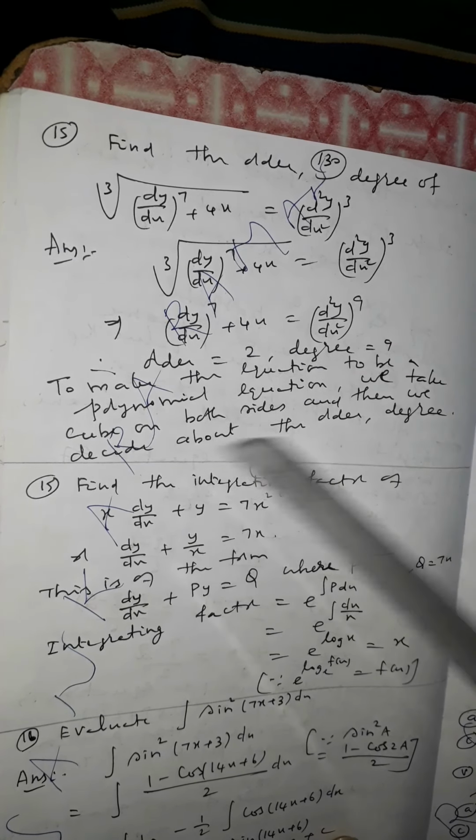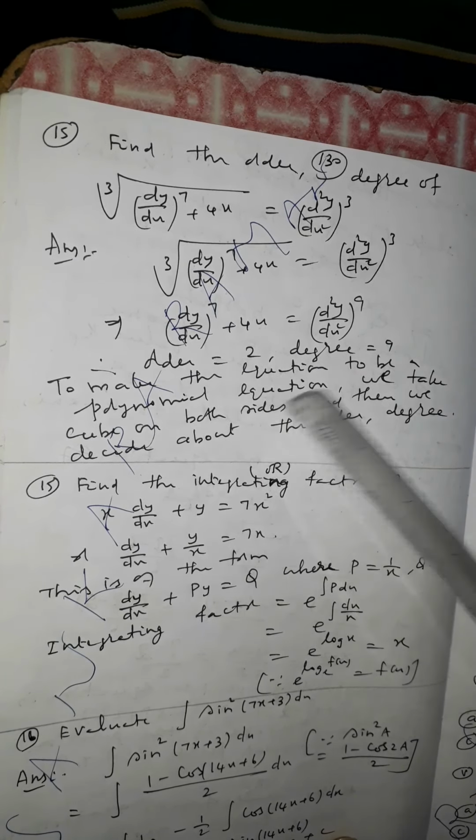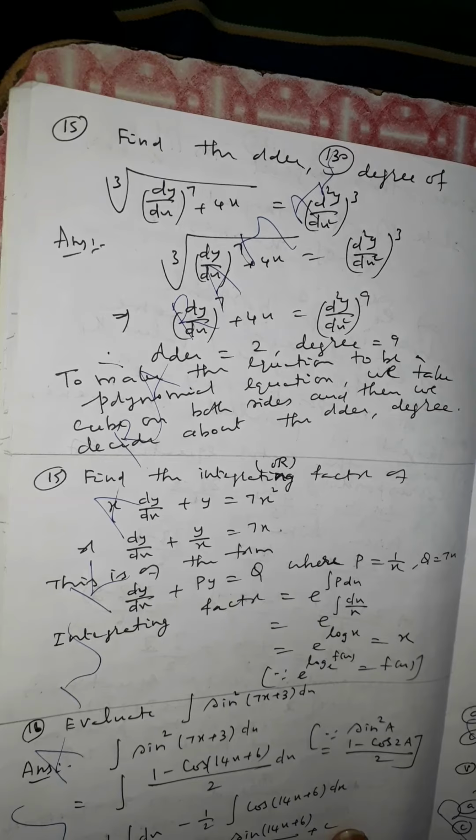For order becomes 2, degree becomes 9. To make the equation a polynomial equation, we take cube on both sides and then decide about the order and degree. Now the right hand side becomes (d²y/dx²) whole power 9. The highest order of the derivative existing here is 2. The power of that highest order derivative is 9. So the order is 2, degree is 9.